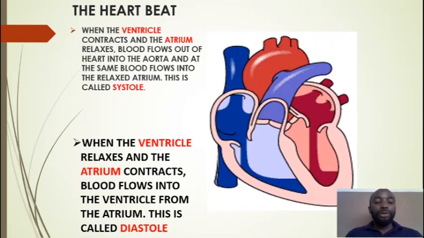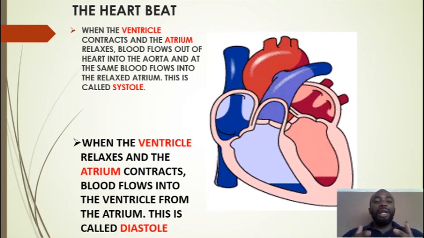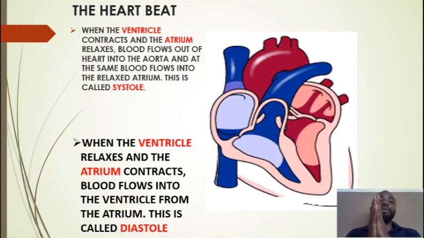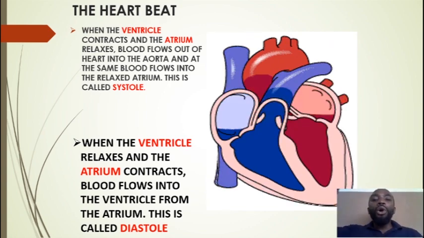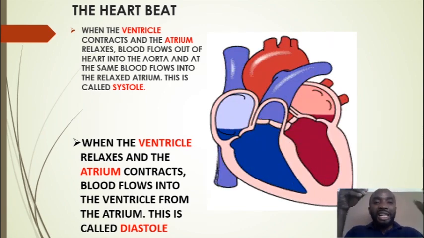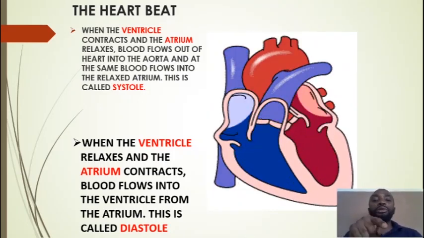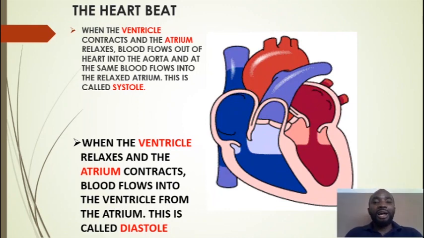Now in diastole, the ventricle relaxes and then the atria contracts. Blood flows into the ventricle, that relaxed ventricle. The blood doesn't go in or go out during diastole. Everything happens inside the heart.